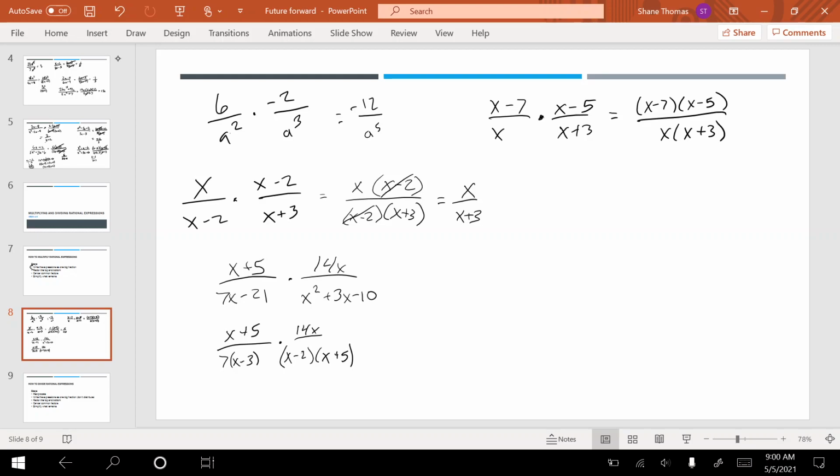So now I have everything factored, right, as a giant fraction. So on top, I'm going to put this in parentheses. So I'm going to put 14x here times x plus 5. All I did was just change the order. Anything that's not parentheses, I like it to be on the left. Second one, I have the 7, x minus 3, x minus 2, x plus 5. All I did was just take everything on top and write it out, everything on the bottom and write it out.